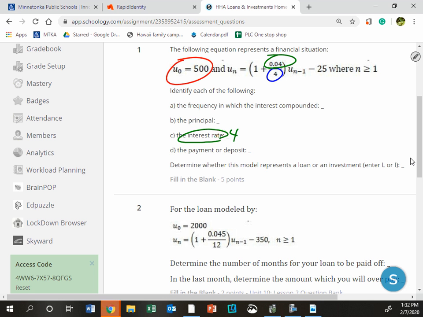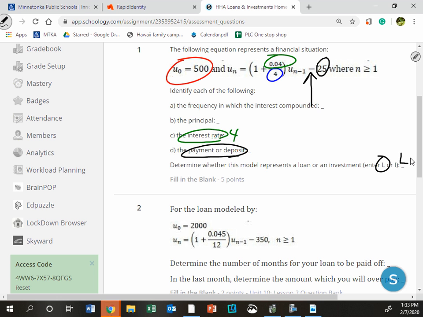Okay, the next one. The payment or deposit is that. Just call it 25. Don't call it negative 25. And then, whether this model represents a loan or investment, I can tell by that negative sign right there that I'm trying to make it get smaller, which means it must have been a loan. And there, that's it for that one.